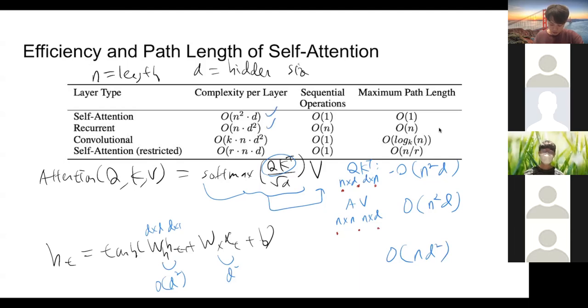Okay, so we're not gonna actually go into convolutional too much, but you can think of this as becoming a bit more computationally heavy than recurrent because there is something called kernel size. And self-attention restricted just means that if you perform the self-attention on a certain length, then you don't have to attend on the entire N, but just nearby. Or of course, when you're doing this from decoder to encoder, then it's actually not N squared, but N times R, where R will be the encoder's length. But anyways, that's good.